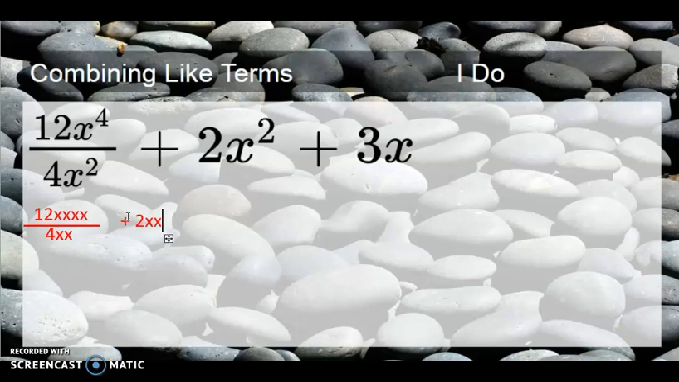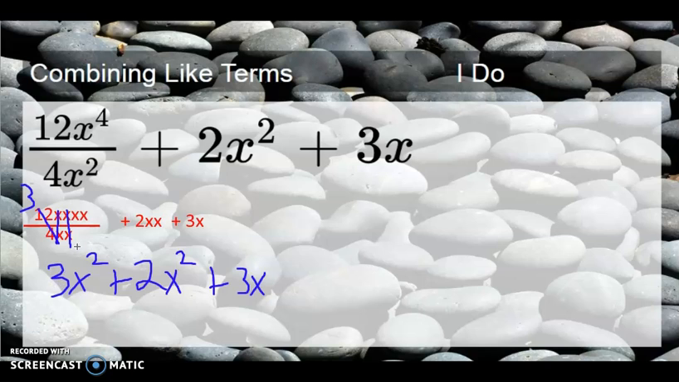Plus 2xx plus 3x. Now, I expanded these because I want you to see that these x's will cancel and these x's will cancel. These are just 1. X divided by x is 1. 12 divided by 4 is 3. These x's remain. There's 2 of them. So we have 3x to the second power. There's 2 x's here. Let's go ahead and write that back in the exponential form. Plus 3x.